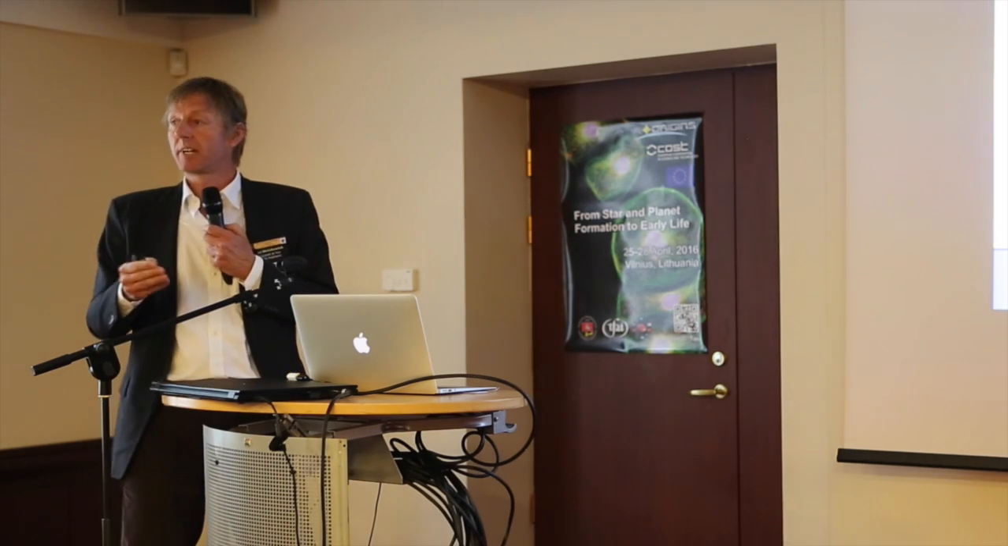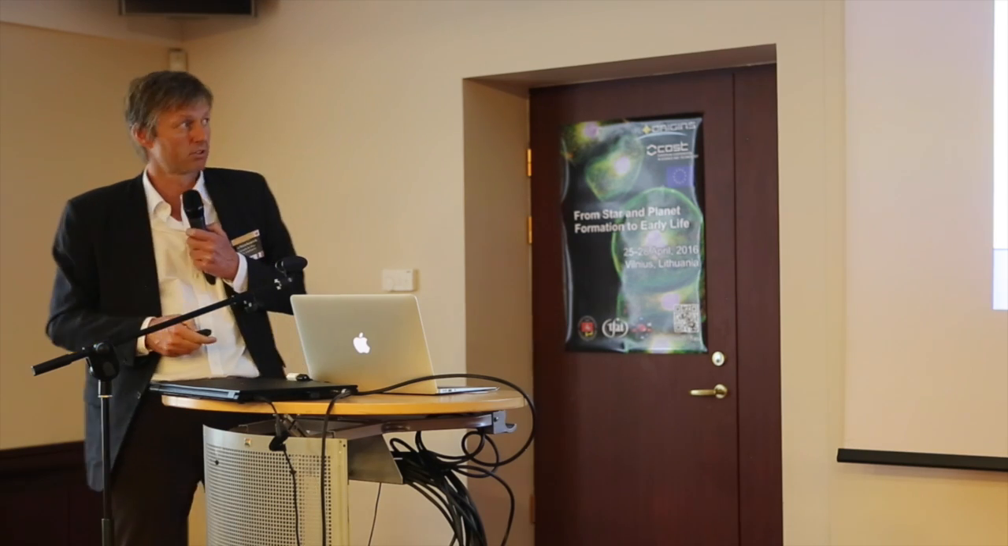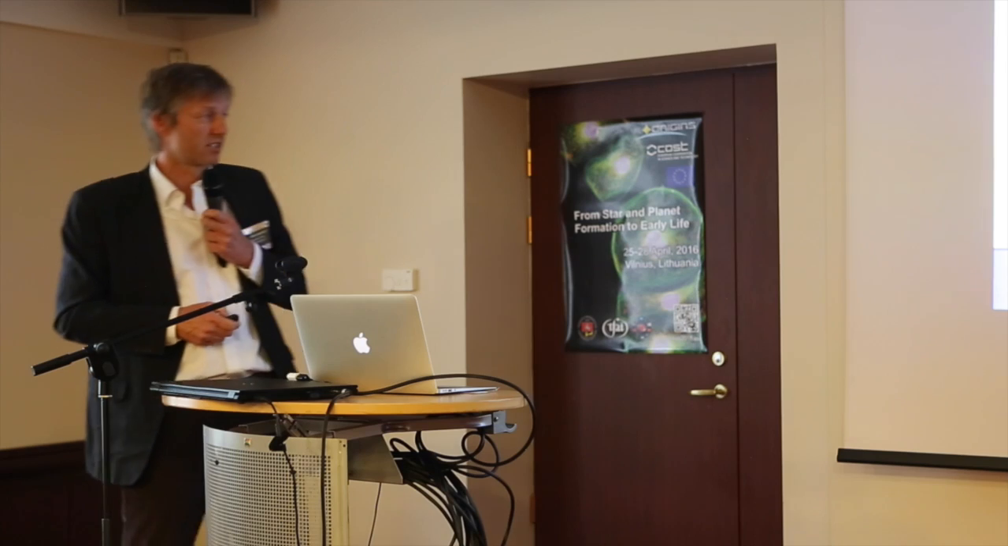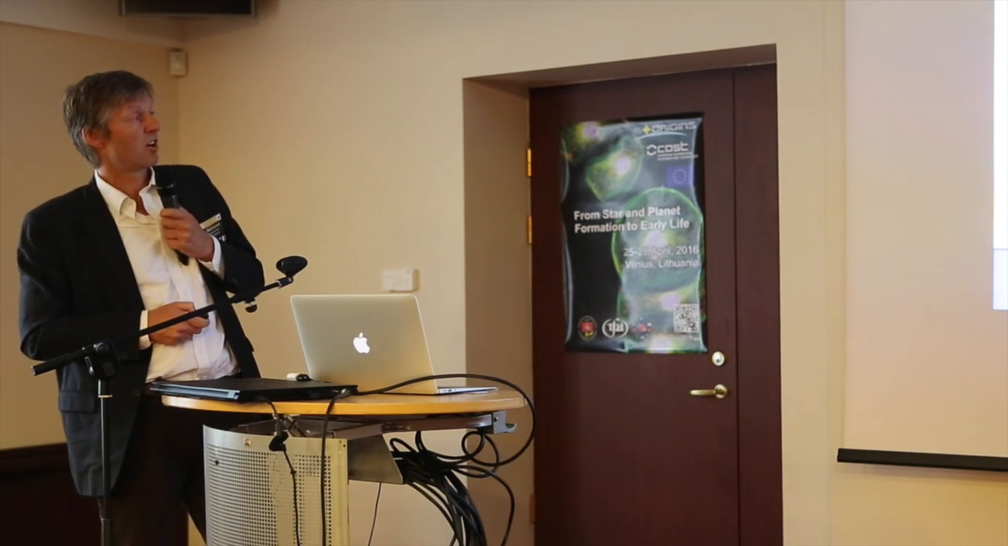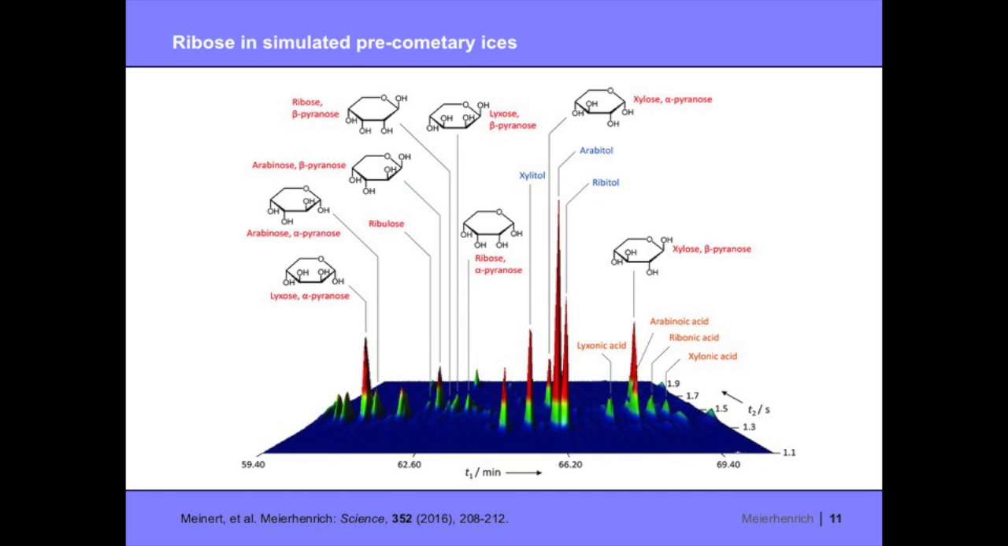We can introduce an enantiomeric excess of about 5% into amino acids by using chiral photons as they occur under interstellar conditions. We then continue the analysis of these artificial cometary ices and have now published the formation of ribose in the ice. So we do see ribose, arabinose, lyxose, xylose. We see many different aldopentoses and aldohexoses as you see them here: ribose, arabinose, xylose, lyxose, ribulose, xylulose, and many different ones.